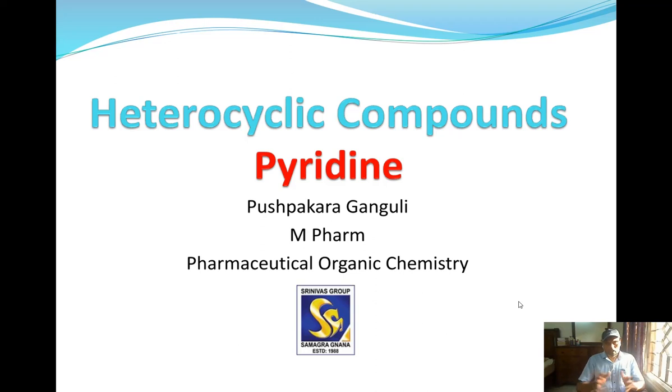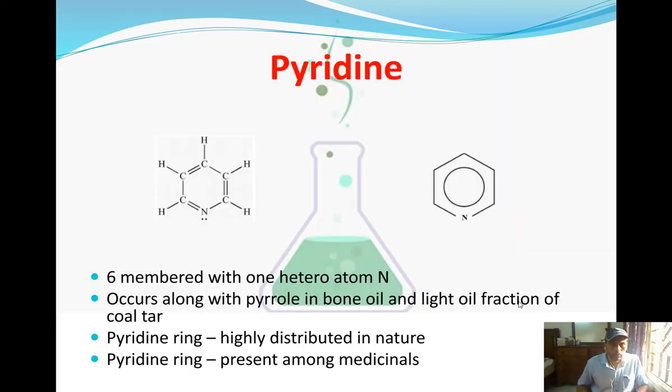You know, benzene is a very popular and very important chemical in organic chemistry. In a similar way, pyridine is a very important and very popular chemical in heterocyclic chemistry. It is also important in the examination point of view. Let's study about pyridine now.